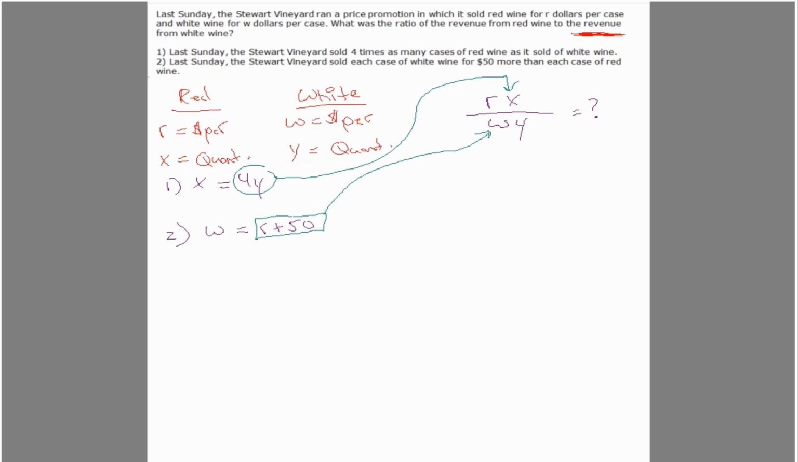So we have R times 4Y over R plus 50 times Y. And this is where you have to be so careful. The Y's drop, and we're left with 4R over R plus 50. Now, that's not a ratio, because the R's don't cancel, and depending on what R is, it changes what the ratio of revenue from red to revenue from white is. Thus, the answer here is E.